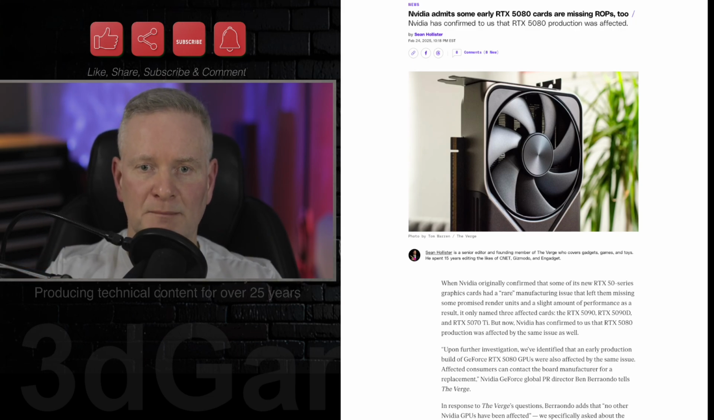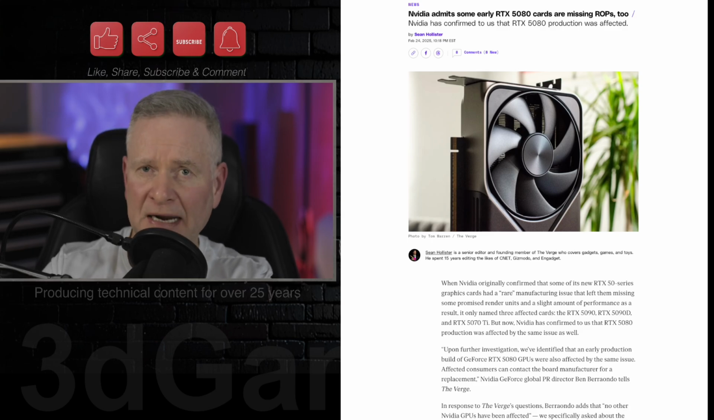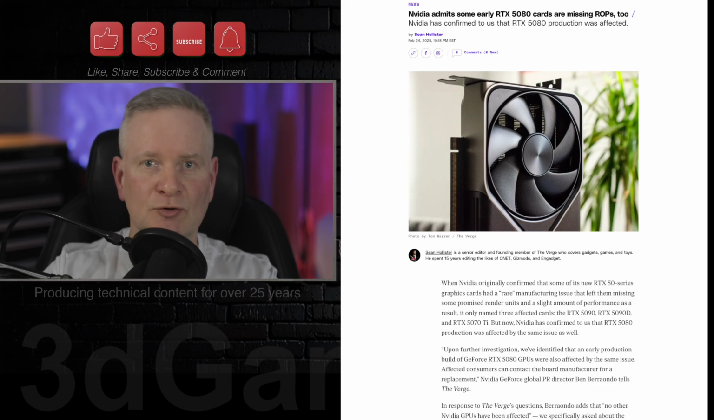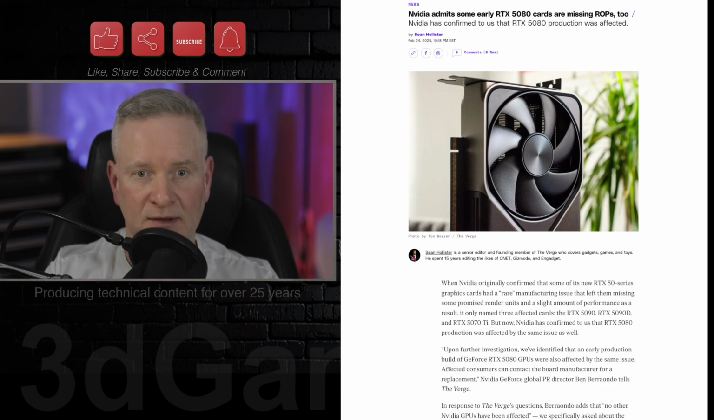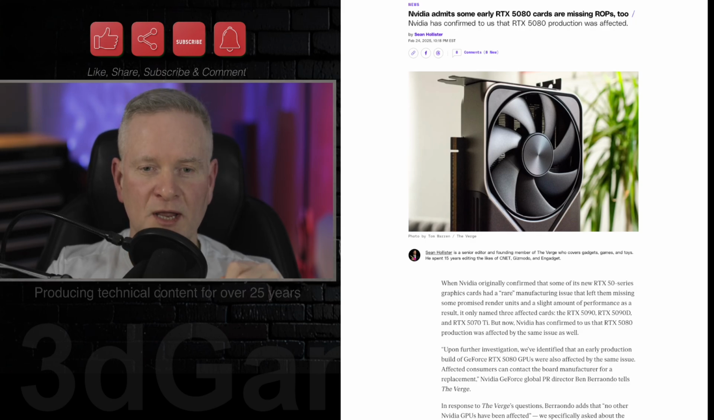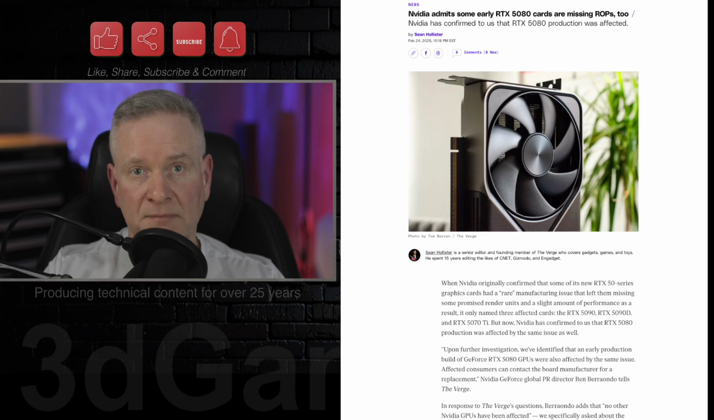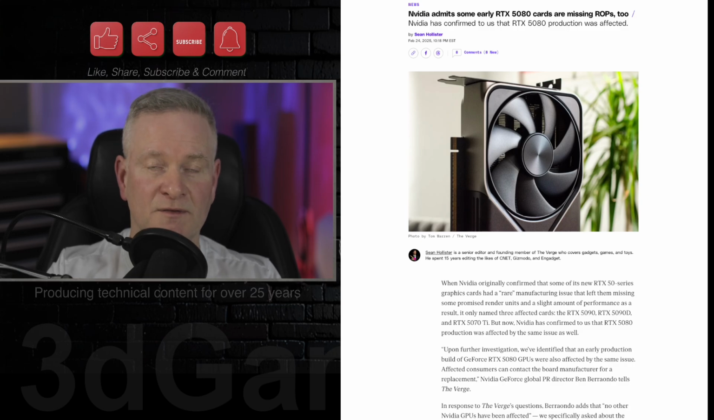Now, if you are affected by this, don't worry, because apparently you can get a replacement. I guess you would go to the retailer or the manufacturer where you purchased it from, and do some sort of RMA, contact the company and see how all that works. NVIDIA also states that no other GPUs, including the upcoming RTX 5070, plain Jane 5070, not the Ti, are affected. But the 5090 is, the 5090D is, the 5080 is, and the 5070 Ti is. That's a lot of video cards.